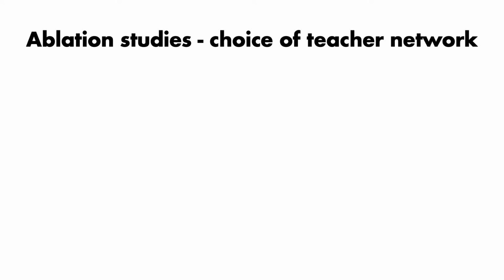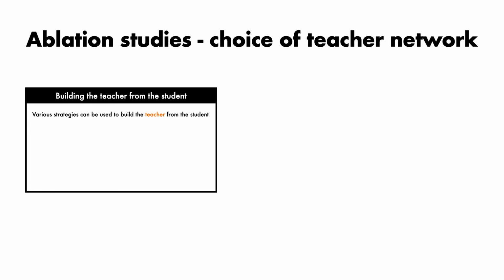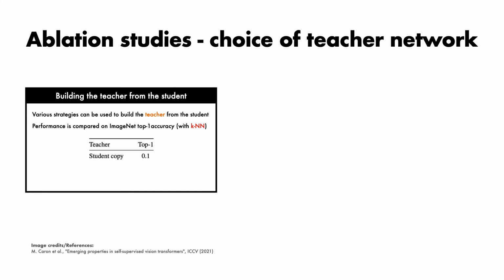The next ablation studies look at the role of the teacher. First, note that various strategies can be used to build the teacher from the student. To compare them, performance is reported for ImageNet top 1 accuracy with k nearest neighbours. One strategy simply uses a copy of the student as the teacher. This does not work. Neither does using the previous iteration of the student.